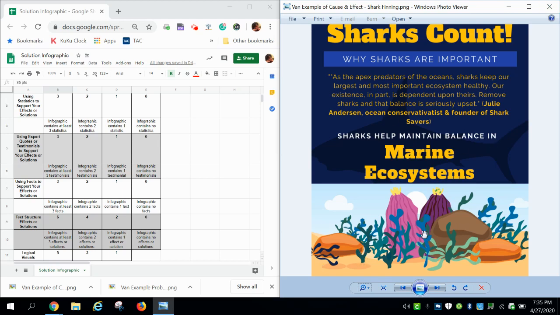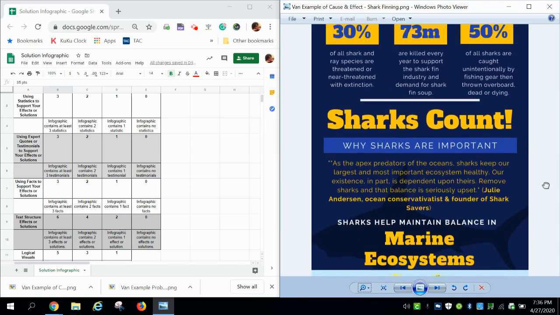And believe it or not, we're looking at a visual here. This marine ecosystem, this is actually a visual definition of what a marine ecosystem is. So that would be considered a fact. Instead of giving the definition for a marine ecosystem, I've provided an image for that for you.